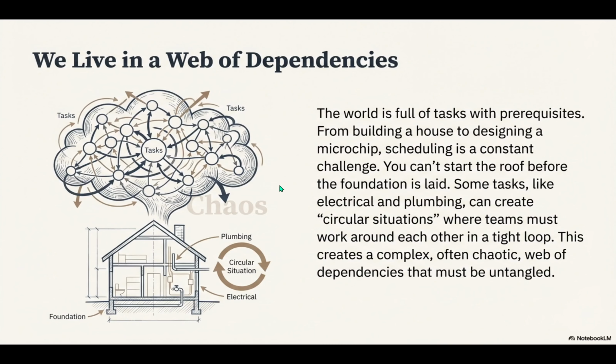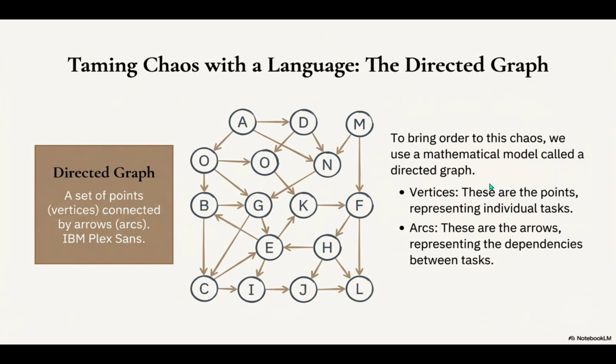Okay, so let's establish the map for everyone. In this mathematical map, the tasks themselves, the actual things that need to get done, those are the vertices. The points on the map. Exactly. And the rules, the you-can't-do-this-until-that-is-done part, those are the arcs, the arrows. They show you the exact path of dependencies.